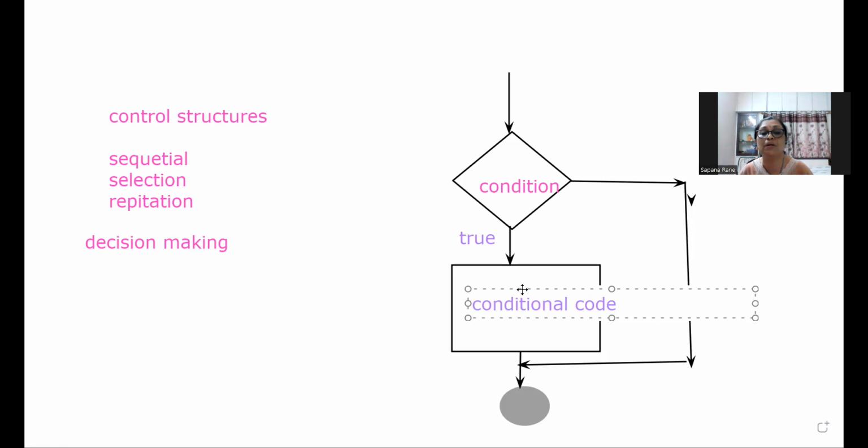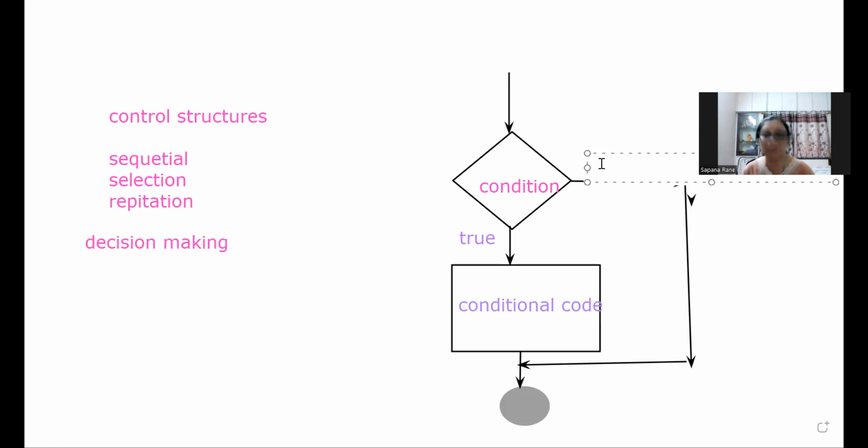So if that condition becomes true, then conditional code is executed. But suppose it becomes false, then program execution is given to some other block. So this you can observe over here. This is the general format of decision making.